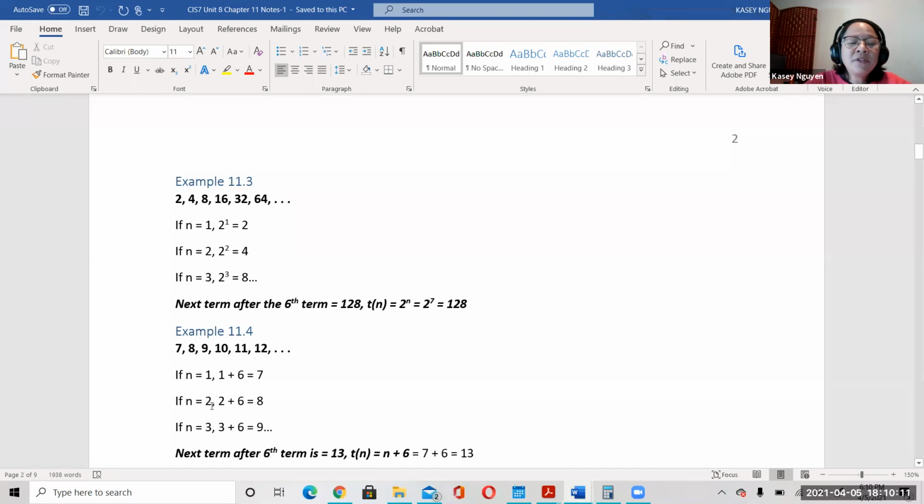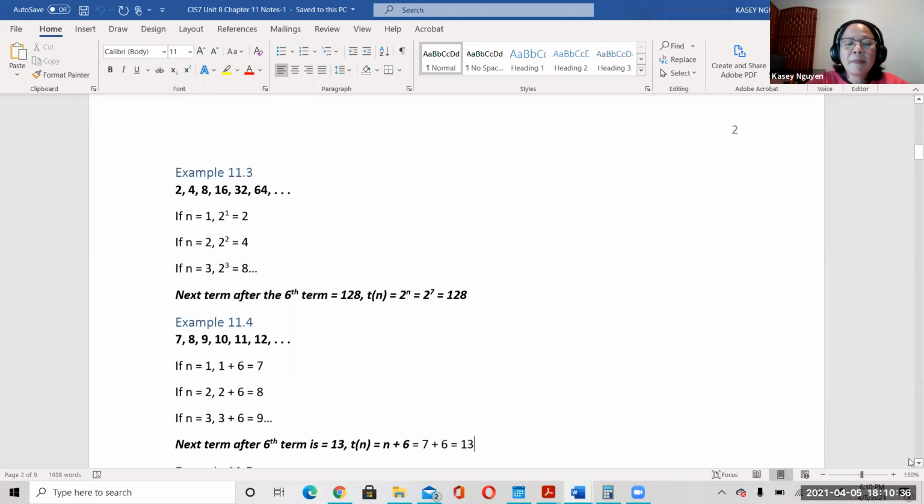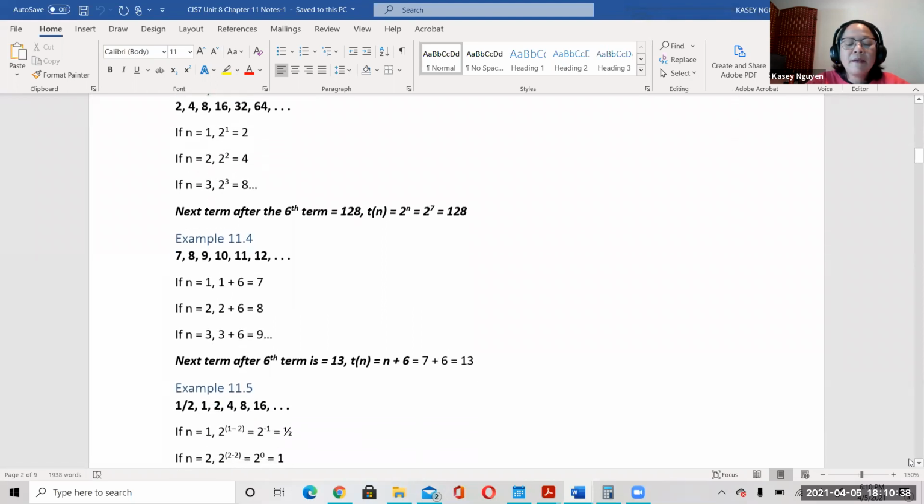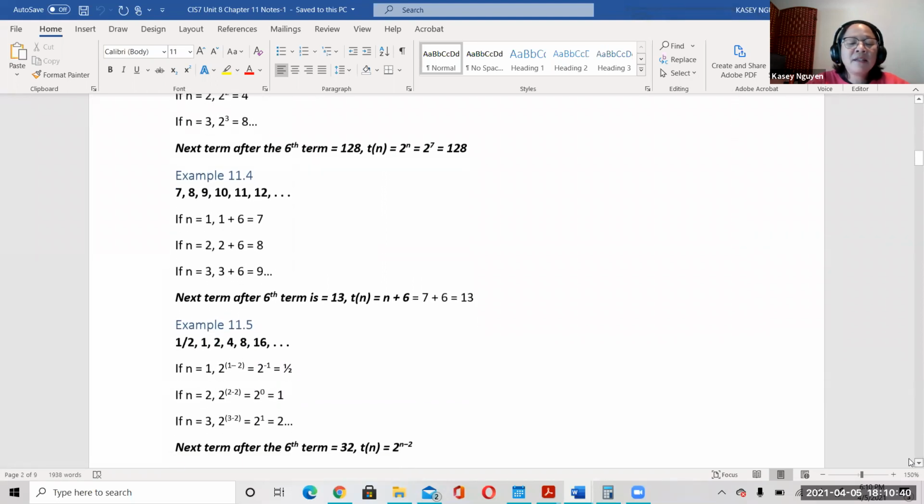When n is equal to 2, we would take 2 plus 6 gives us 8. When n is equal to 3, 3 plus 6 gives us 9, and so on. So we can say that T of n is n plus 6, which gives us 7 plus 6 for the seventh term, which is 13. Okay. Do one more and then we'll answer the assignment question.